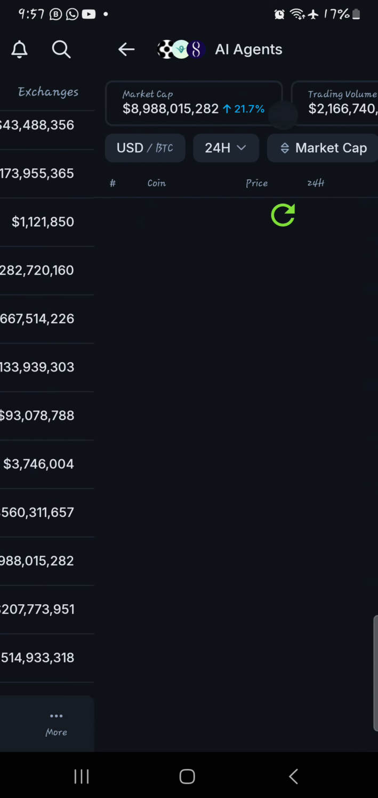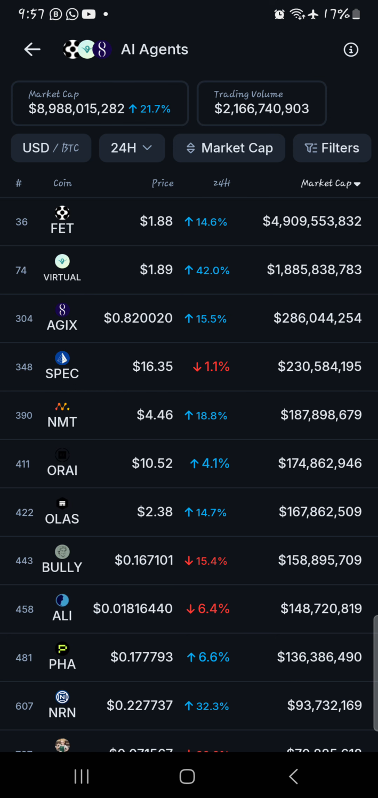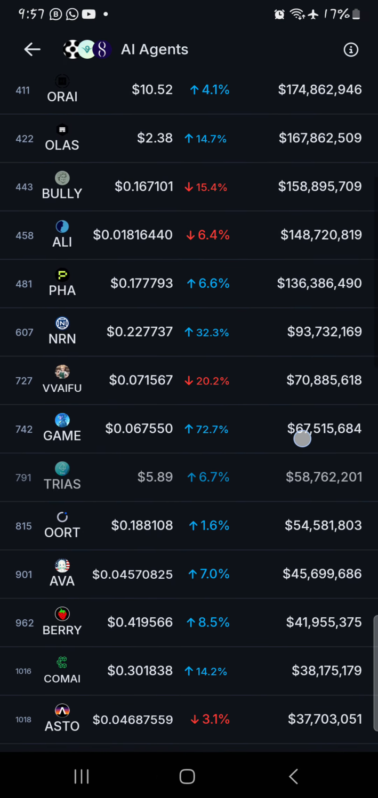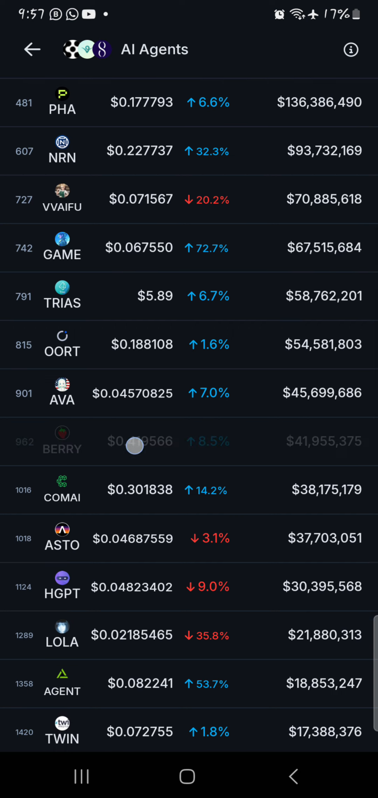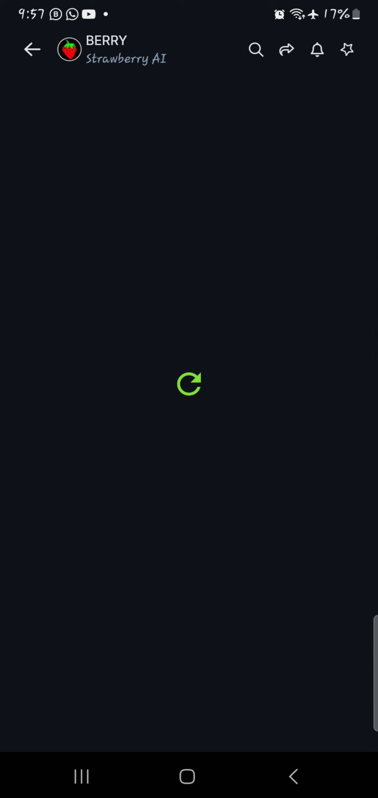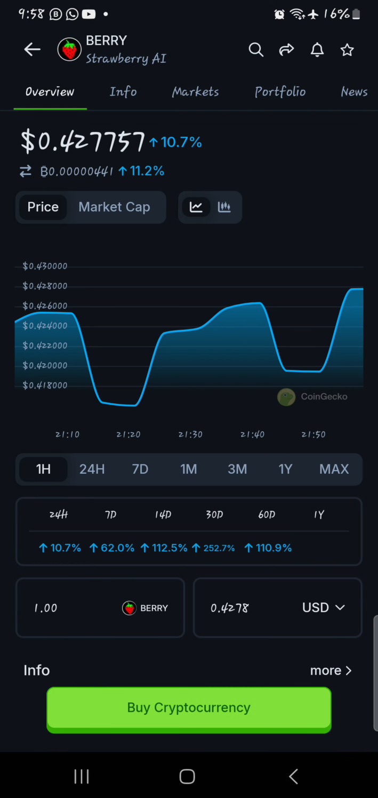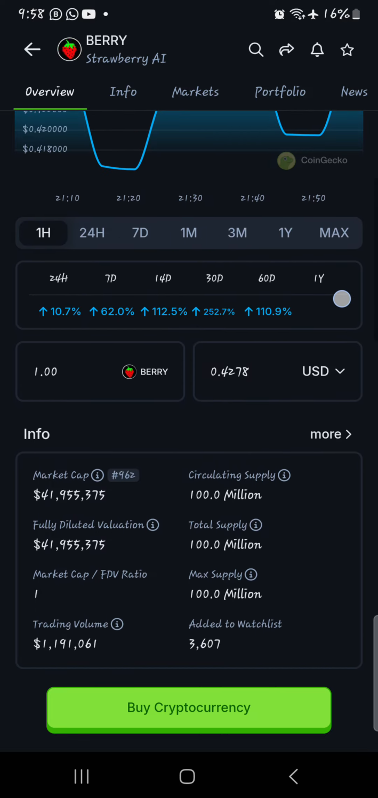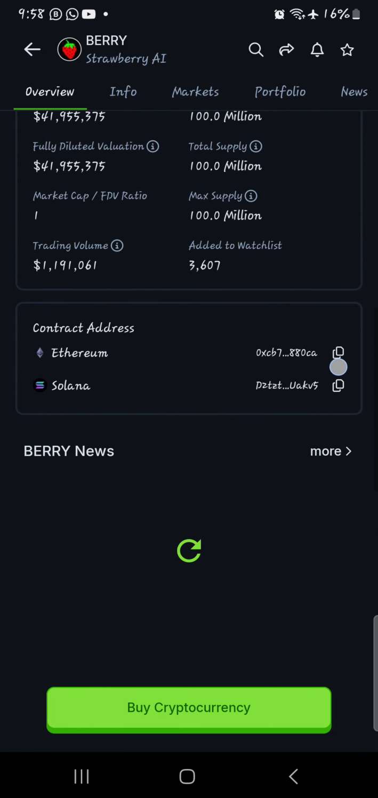AI agents. I want to arrange them based on their market caps. This is the highest. Okay, let's see Berry. Strawberry AI sounds nice. 30 days has been good. Market cap is at 4. Okay, 100 million supply, and price is still under $1. That's fair.